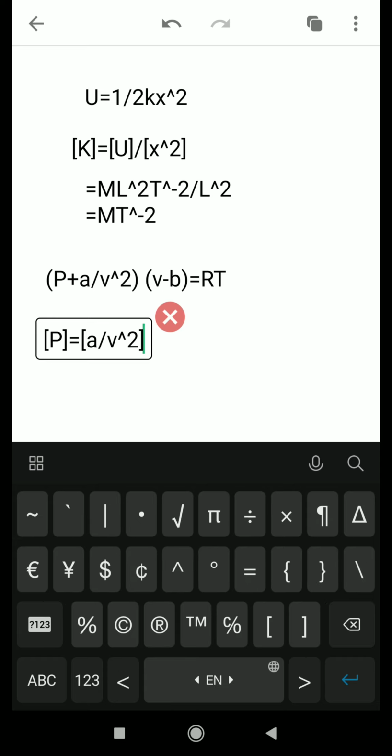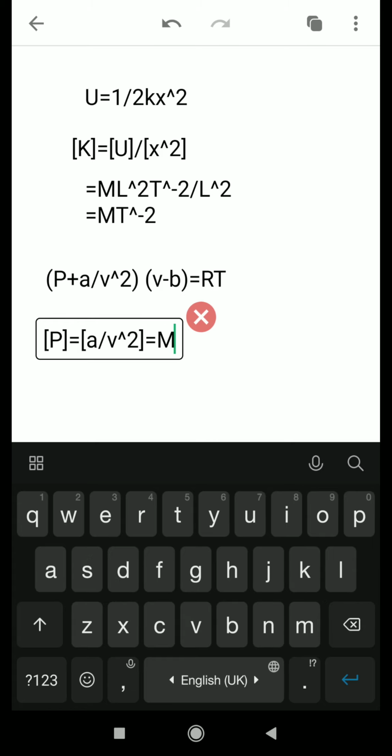Okay. You all know the dimension of P is M L inverse T to the power minus 2. How did I get this? You all know pressure is force per unit area. The dimension of force is M L T to the power minus 2, and the dimension of area is L square, so it is M L T to the power minus 2 divided by L square. So the dimension of P is M L inverse T to the power minus 2. Have you got this?